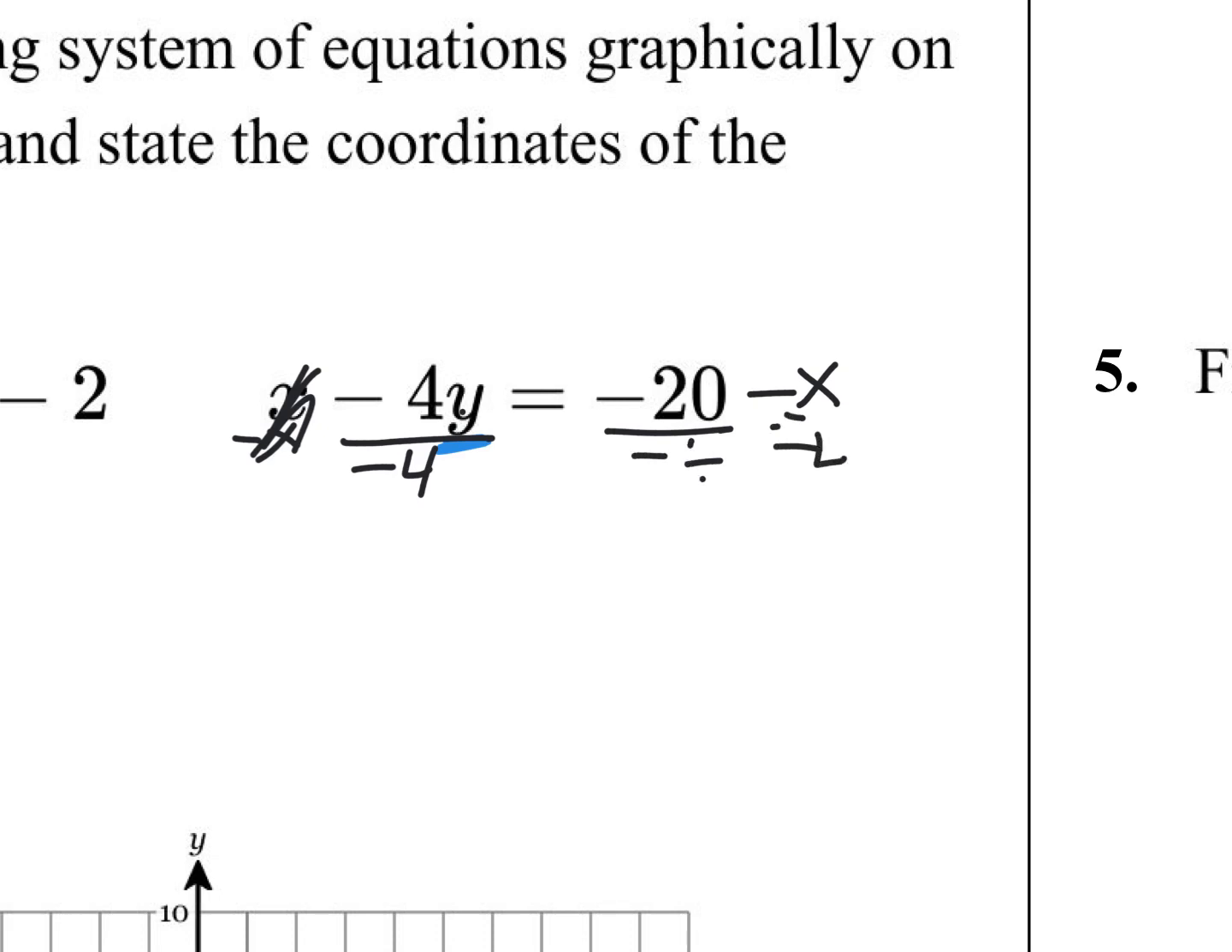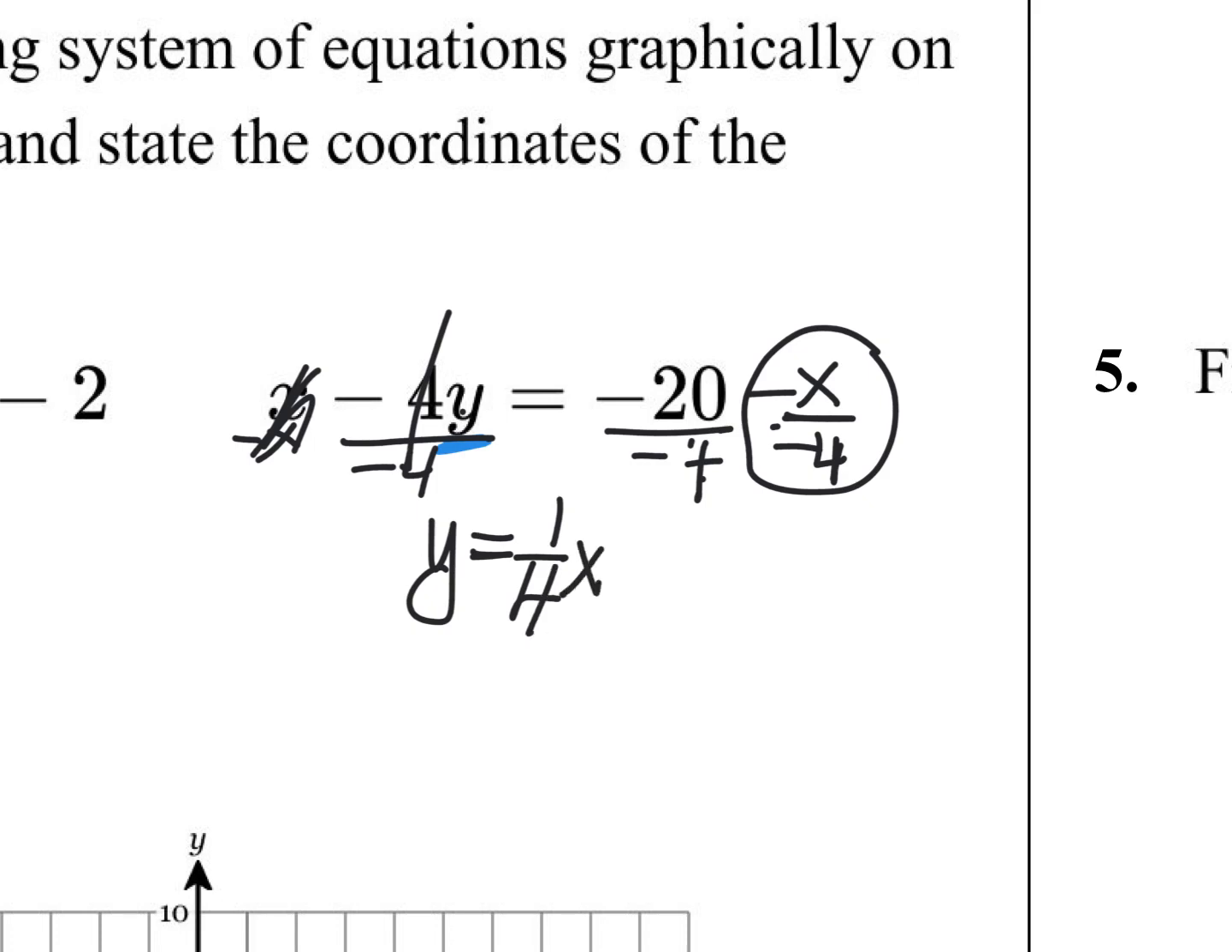So this cancels and we're left with 1y equals, and I always like to put my slope in front. So negative divided by negative would be positive 1/4 x. And then negative 20 divided by negative 4 is positive 5.